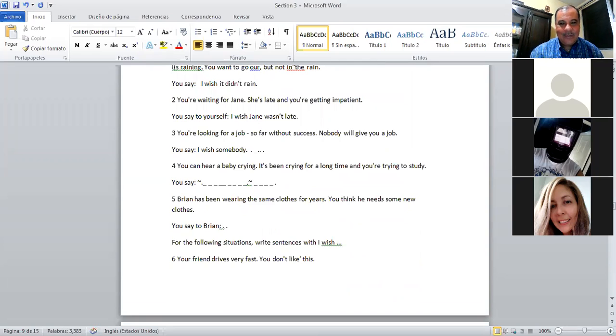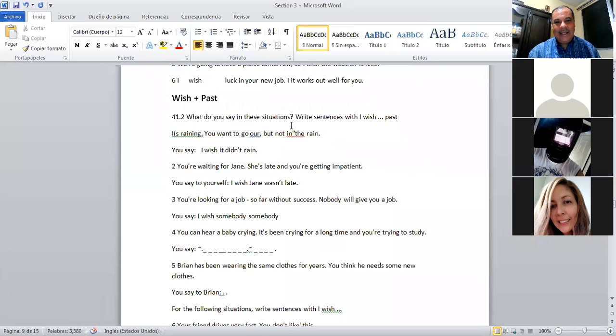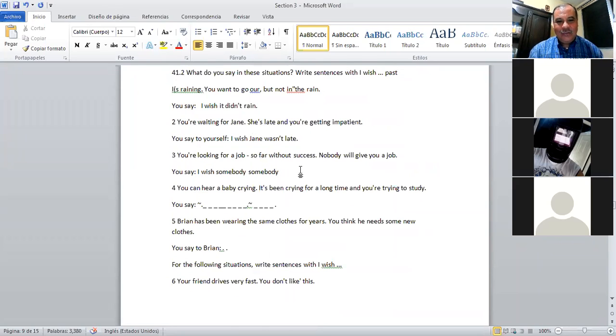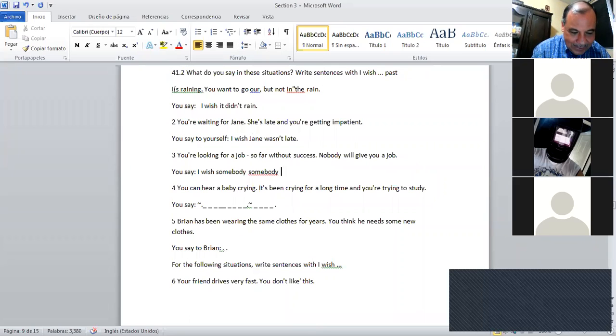Now, the next one, remember statements in the past. You are looking for a job, so far without success. Nobody will give you a job. So I wish somebody will give you a job. No, because it's in the past, remember? When we make these wishes, it is in the past. I wish somebody gave me a job. That is correct.